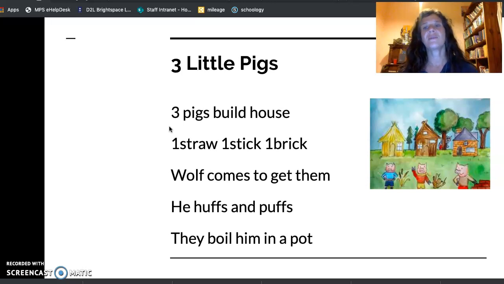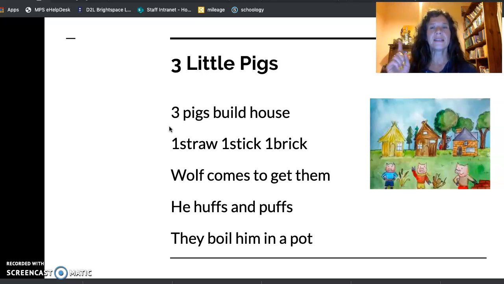Yep, three pigs build houses. One is stick, one is straw, one is brick. The wolf comes to get them. He huffs and he puffs. And then they do boil him in a pot. All right, so those are details about the story, The Three Little Pigs.